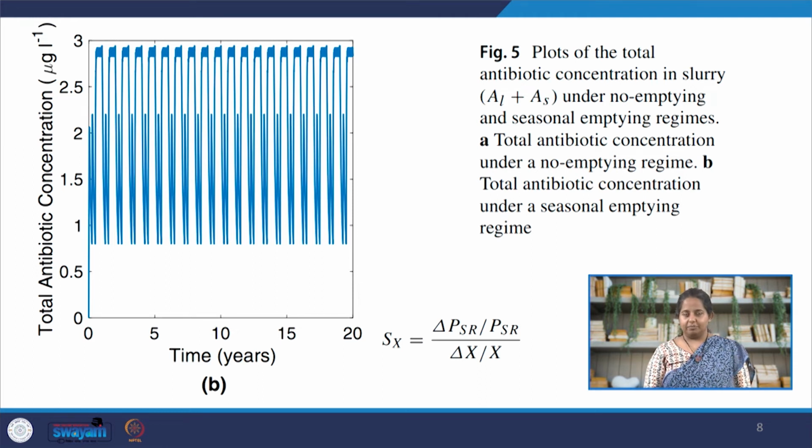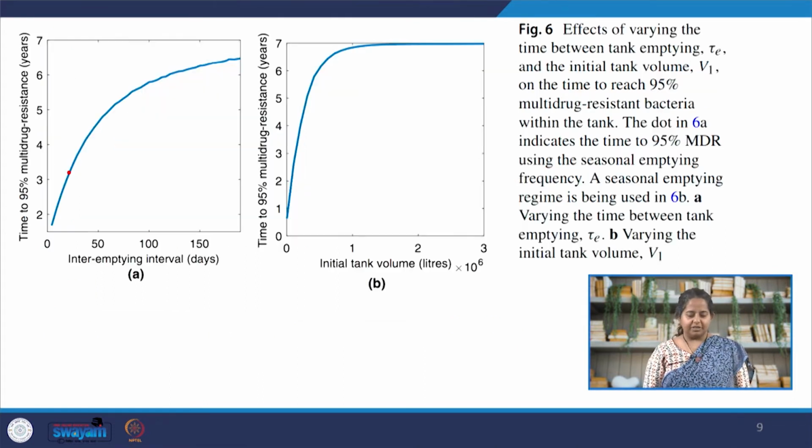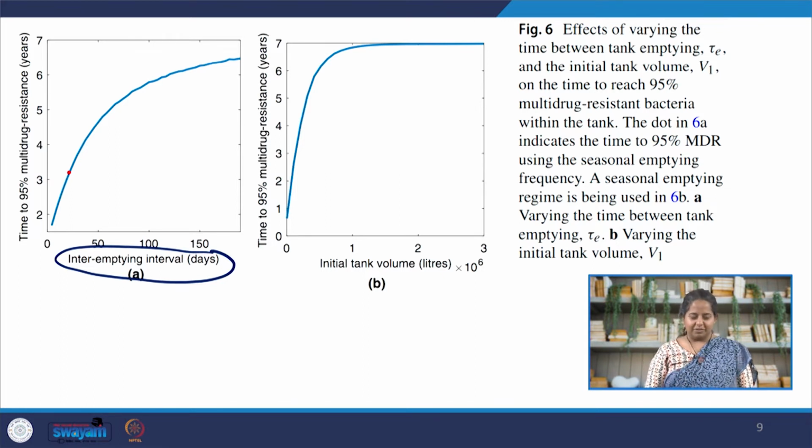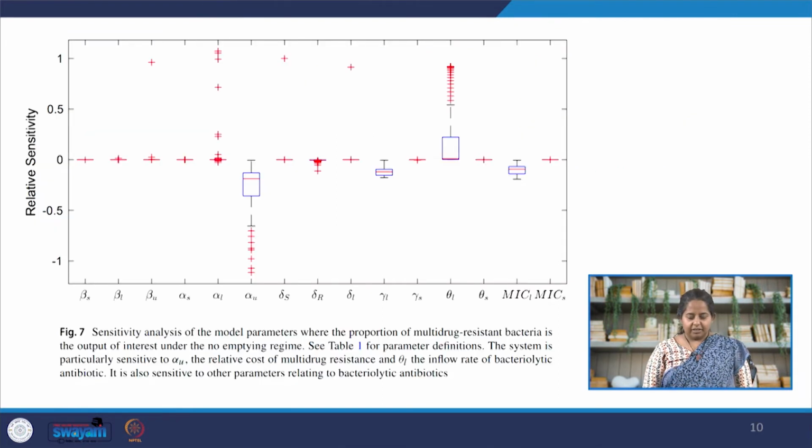So, now we can play around, because this is in silico, we can play around with changing the frequency of emptying the slurry tank. Here on the x axis we have the inter-emptying interval. So, basically after 5 days, 100 days, 50 days, after how many days are we emptying the slurry tank, and on the y axis, how much time it is going to take for multi-drug resistance to develop. And in B, we are changing the tank volume. If you remember, because it is a fill and draw cycle, tank volume is very important. Now, you may say, well, tank volume is constant, but the effective volume of the reactor changes with the fill and draw cycle. This is a very important plot.